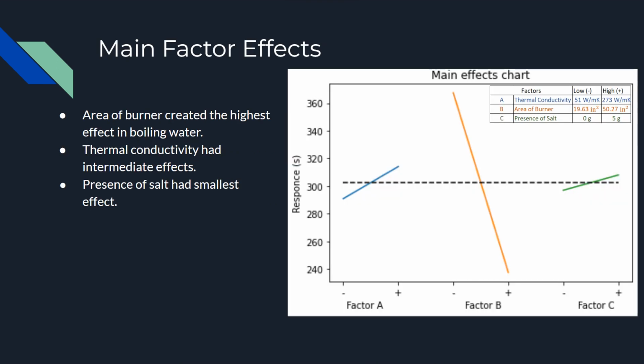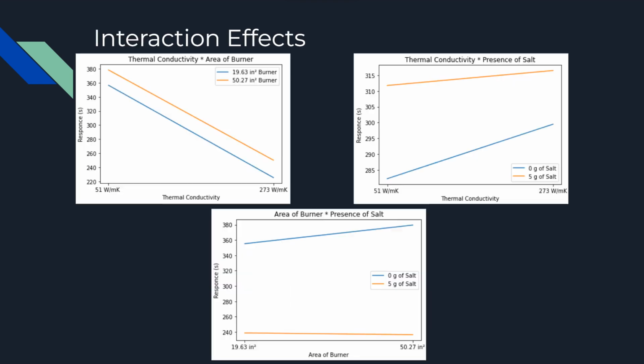Here are the main factor effects. Here we have the 3 main factor effects: factor A, thermal conductivity; factor B, area of the burner; and factor C, presence of salt. We can see that factor B had the highest effect in boiling water, factor A had intermediate effects, and factor C had the smallest effect. Here we have 3 two-way interaction effect charts. Thermal conductivity and burner size have 2 parallel lines indicating that there are no interaction effects between the two, while thermal conductivity and presence of salt have some interaction effects, as well as the area burner and the presence of salt.